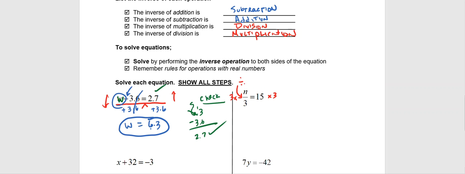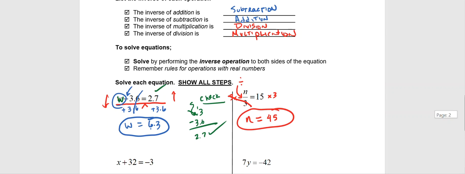Why 3? Well, it's because I need to undo the fact that n, what we're solving for, is in the equation being divided by 3. So we use the inverse of multiplying by that same number. My 3's cancel, and n will equal 45. And if you did a check either mentally or with a calculator or by hand, you would indeed confirm that solution is correct.